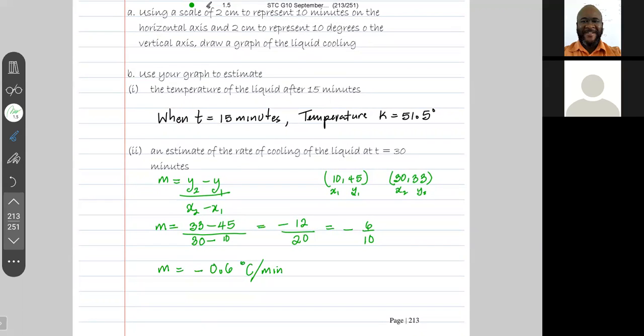So the rate of cooling is actually 0.6, and the negative there is just showing that it is going down. It is cooling. That's why it's called the rate of cooling. And the rate of cooling is 0.6 degrees Celsius per minute.